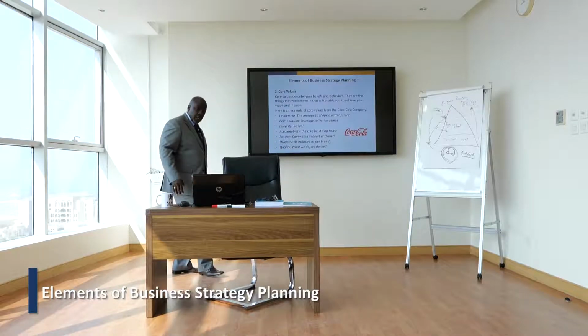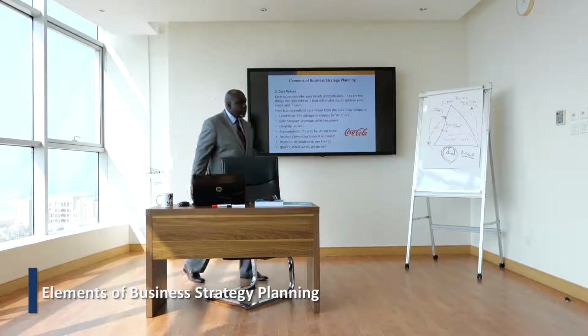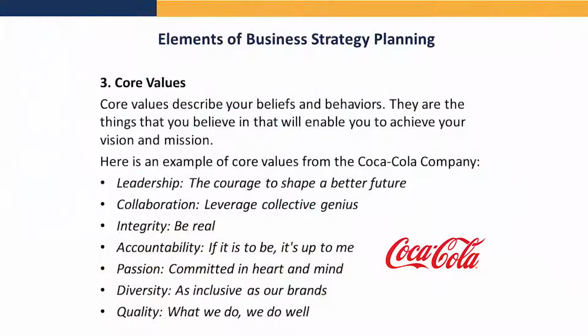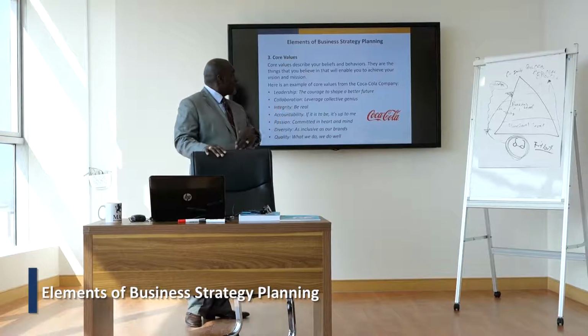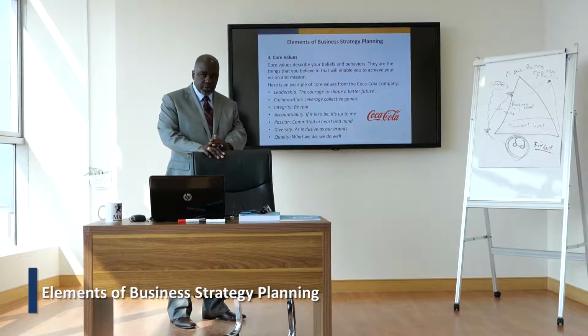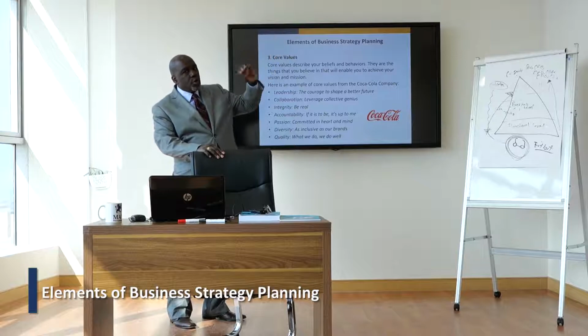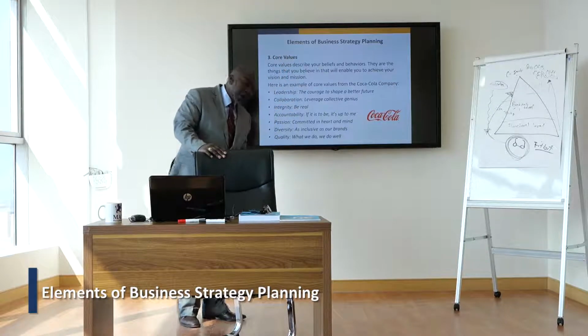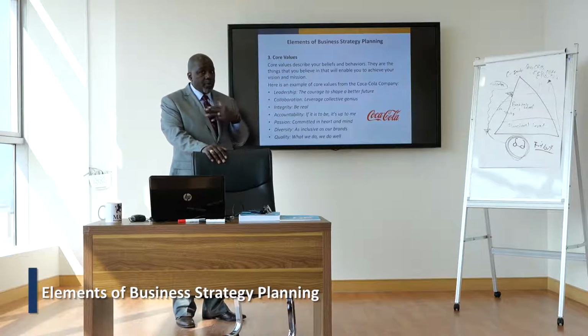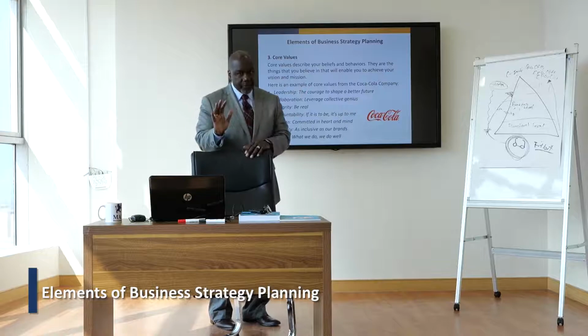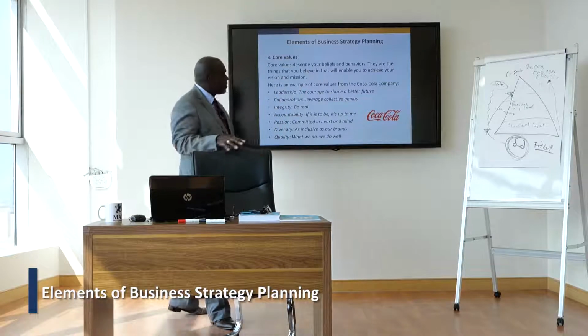Core values. And we've talked about values earlier today. So values are things that are valuable to the organization. Well, it simply describes the beliefs and the behaviors of those in the organization. There are things that the employees believe in and that will enable them to achieve the vision and the mission. So the vision is aspirational, who we want to be in the future. The mission is who we are right now. The values are what we believe. And not only what we believe, but you can see it in our behavior, and it's helping us to achieve the vision and the mission.